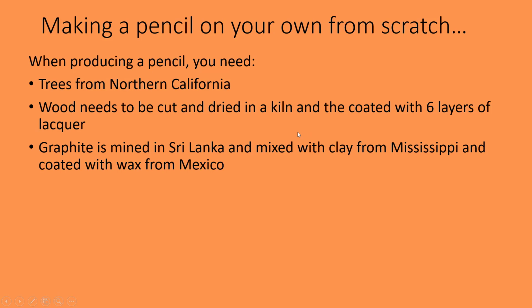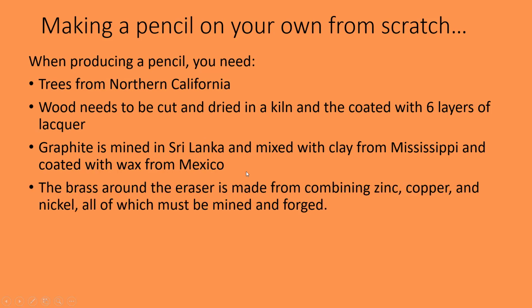If you're looking for the graphite, that is mined in Sri Lanka, so you got to go over there. Again, if you're using a boat or plane made by somebody else, you're cheating, so you got to make your own boat or plane from scratch, again, if you want to do this the right way. And then you got to mix that graphite that you mined in Sri Lanka with, again, the tools that you created yourself. You got to mix that with clay from Mississippi, which, again, you've got to get to on your own without any help. And then you've got to coat that with wax from Mexico, which you also have to get to, again, on your own without any help from anybody else.